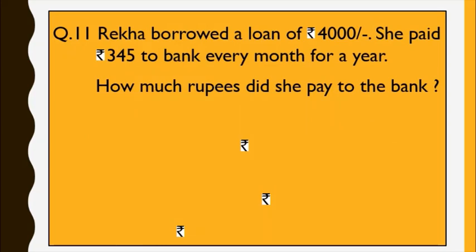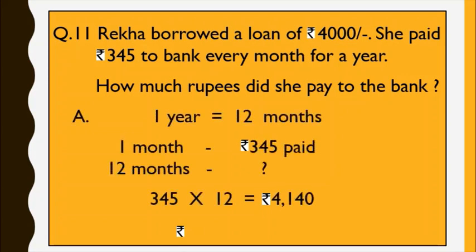Question number 11. Rekha borrowed a loan of rupees 4,000 from the bank. Now as she has borrowed the money from the bank, it is a duty to pay it back to the bank. So she is paying rupees 345 every month till 1 year. Now how much rupees did she pay to the bank? As it is given in the sum that Rekha pays 345 rupees monthly in the bank till 1 year. So in 1 month she pays rupees 345. 1 year is 12 months.